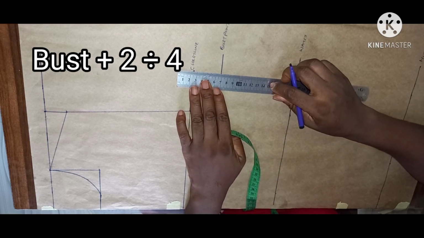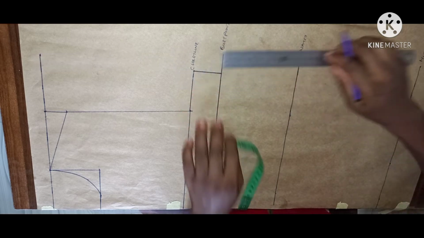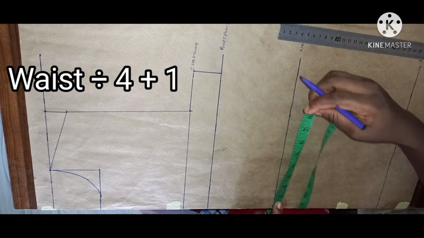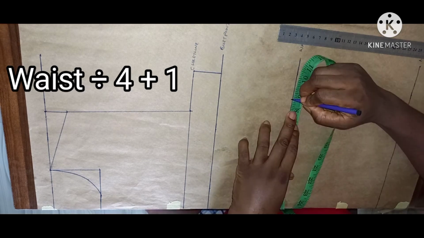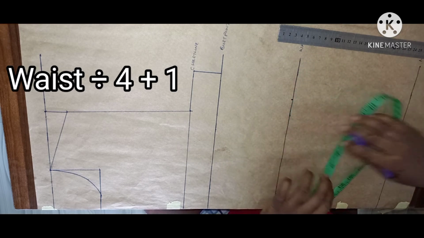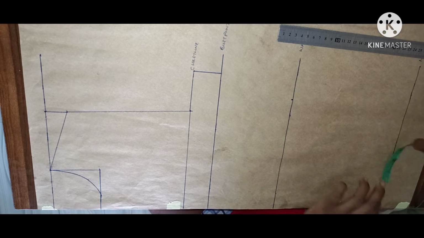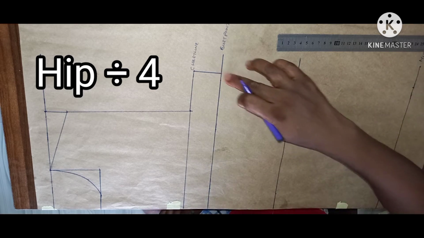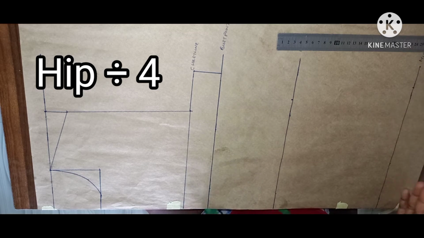So I will still bring it down to my bust point with my ruler, which I have done. For our waist measurement, you divide your waist by 4 plus 1. 1 is for our dart, okay? So mine is 30. 30 divided by 4 is 7.5 plus 1 is 8.5. I've marked it, okay? So guys, our hip, will be dividing our hip by 4. My hip is 39. 39 divided by 4 is 9.75, which I have marked, okay? So all this, will connect them together, but before that, we'll be getting our dart, okay?